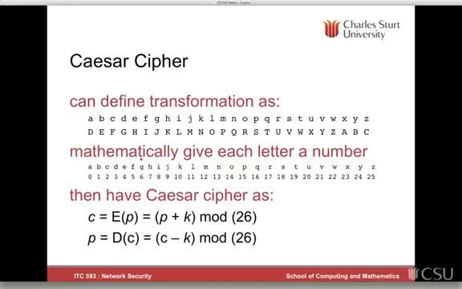For example, HOWDY is actually H is 7, O is 14, W is 22, D is 3, Y is 24. Encrypted using key F, that is a shift of 5, it would be MTBID.